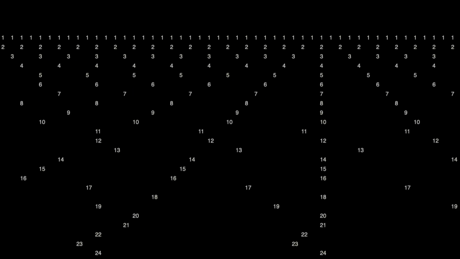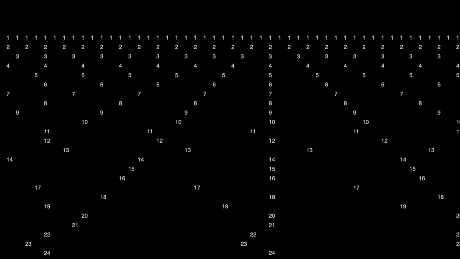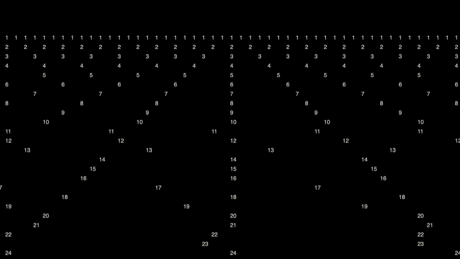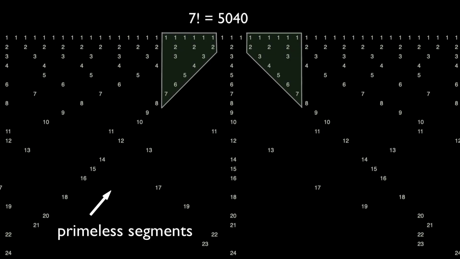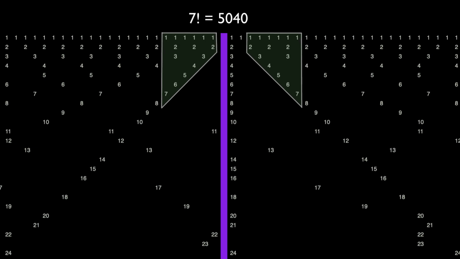Would you like to find a chunk of numbers with no primes? Well, choose a factorial, for instance, 7 factorial. The set of divisors highlighted here shows that there are no prime numbers in the neighborhood of 7 factorial, extending out 7 numbers to either side, not including the 2 immediate neighbors, which may be prime. In this case, the neighbor to the left is prime.